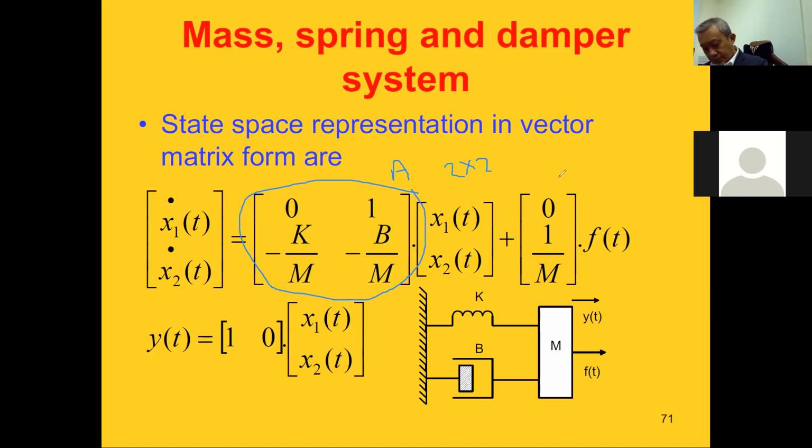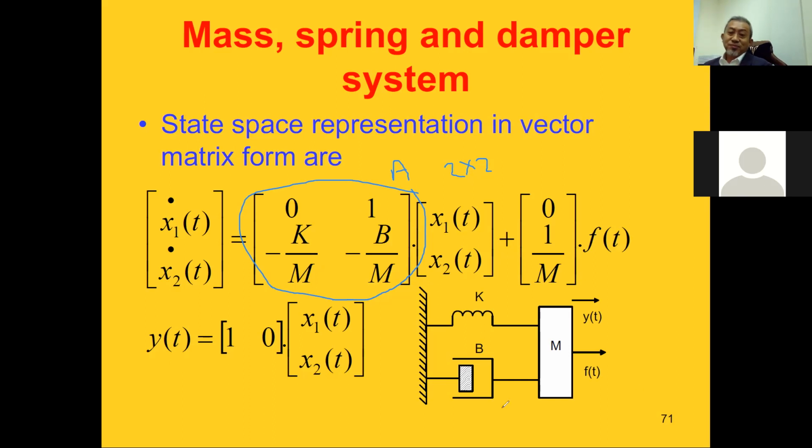Afzal, if K is equal to 1, B equal to 1, M equal to 1, what is the value of the system matrix? Zero, zero. You don't know, you don't understand, you're not focused.